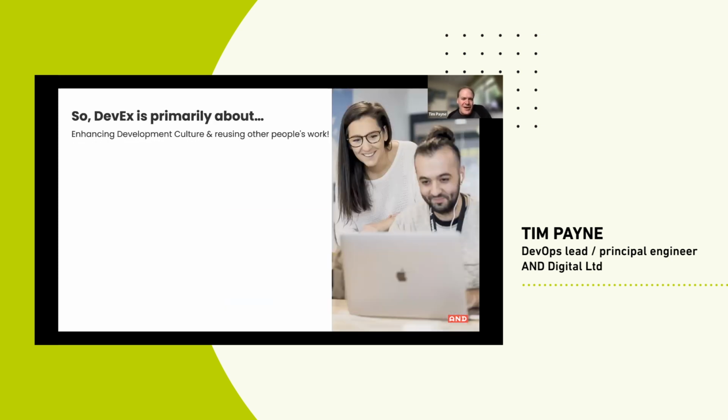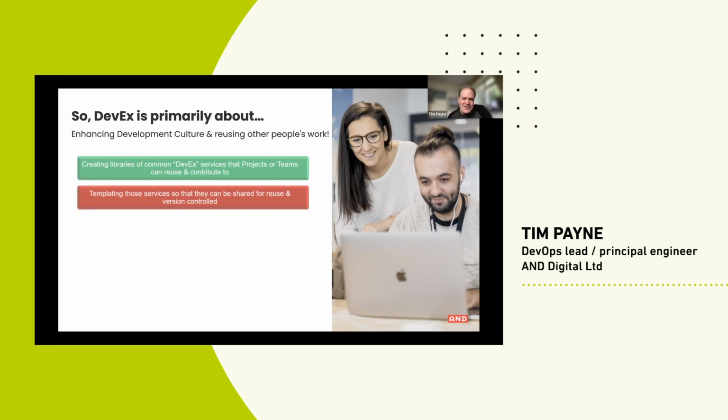So as I said, primarily DevEx is about two things. One is enhancing the development culture. That's either doing things like psychological safety, or trying to make the amount of work that they do a lot easier. And it's about reusing other people's work. You could do these things by creating libraries of common DevEx services that projects or teams can reuse and contribute to. So that's why we're talking about service catalogs and libraries.